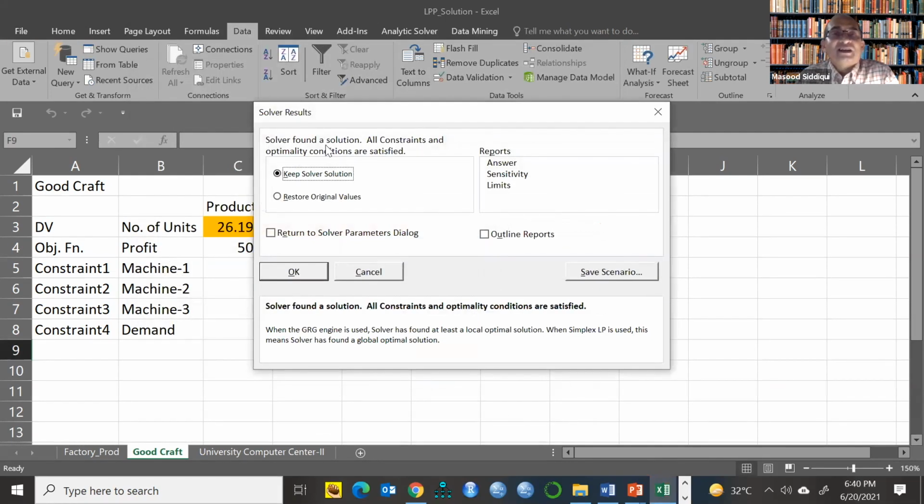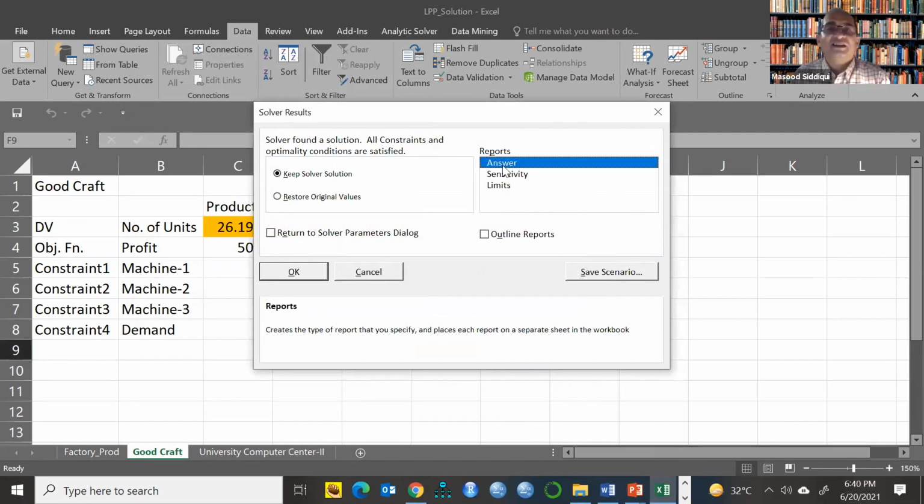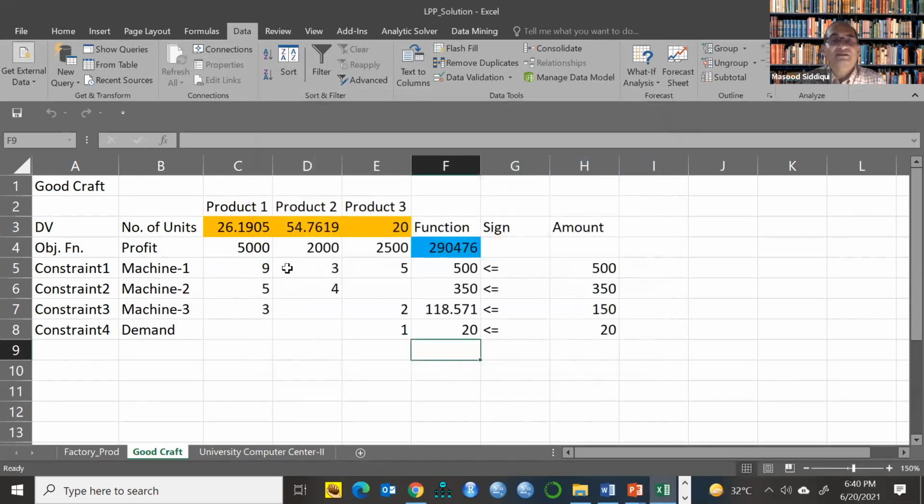So as you check, it has been written that solver found a solution. Solver has found a solution, right? All constraints and optimality conditions are satisfied. We would save the answer report and sensitivity report for the discussion purpose. So this is our solution.